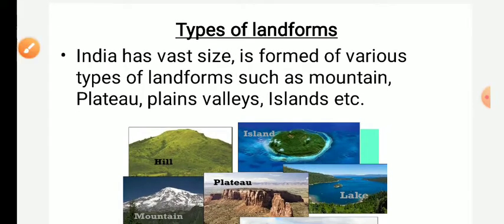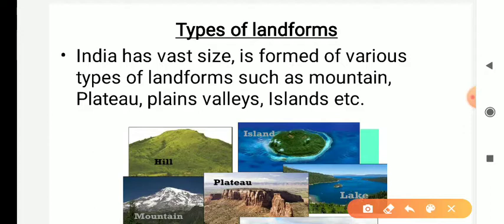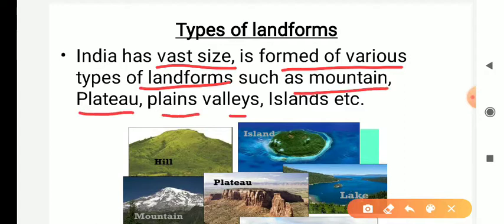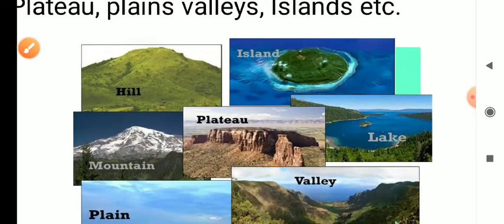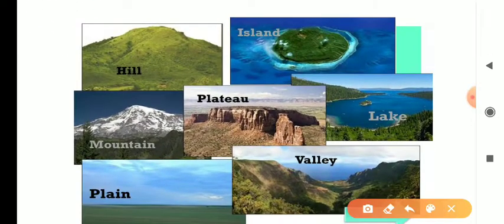Our India is a very vast country. It has a vast size and is formed of various types of landforms, such as mountains, plateaus, plains, valleys and islands. These are the different types of landforms. So what are these types of landforms and what are the differences between them? We can see here. Suppose we see the mountain. This is a mountain, you can see in this figure.